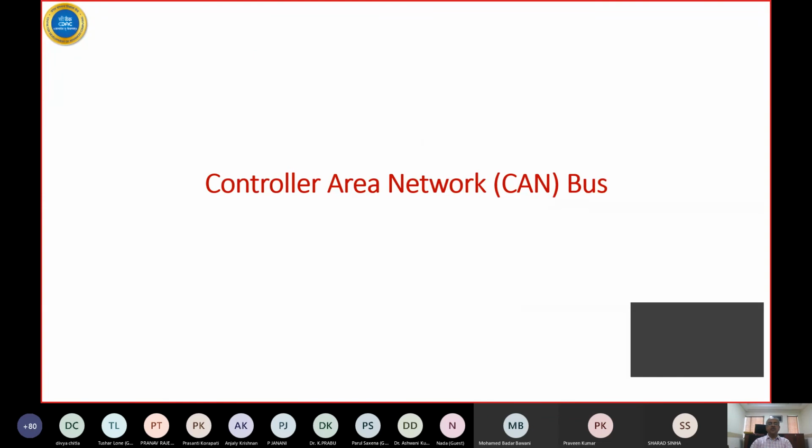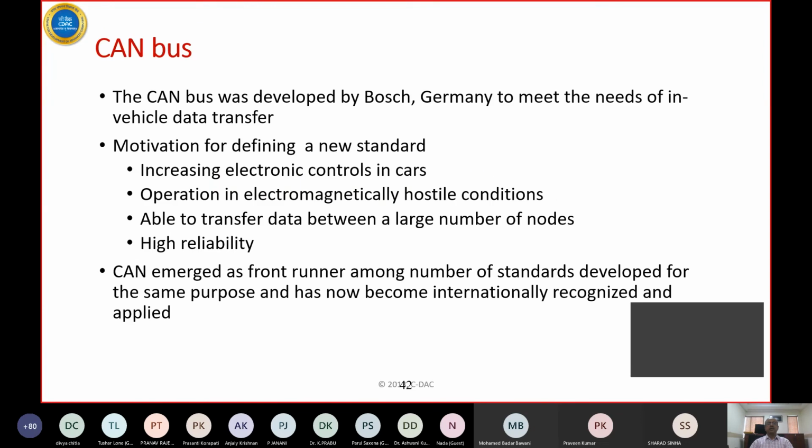The next topic for us to look at is controller area network. So CAN bus was developed by Bosch. That's a company that used to make devices for automobiles, and it was designed particularly to meet the needs of in-vehicle data transfer.